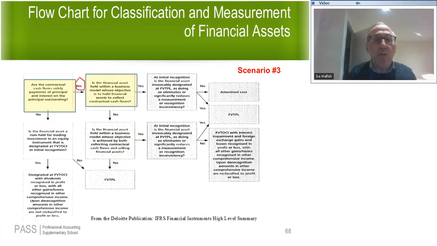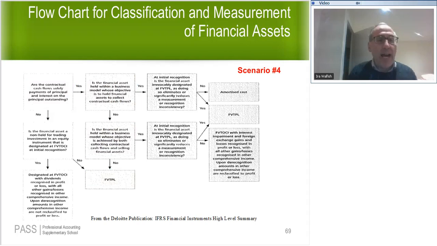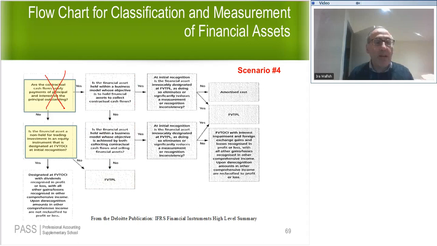The final scenario I'd like to look at. The final scenario is when it comes to the SPPI test, we don't meet the test. Now, the next question is, is the financial asset a not held for trading investment in an equity instrument that is designated FVOCI at initial recognition? Let's assume the answer is yes. In this situation, we would use the FVTOCI category. If the answer is no, we'd use the FVTPL category, okay?